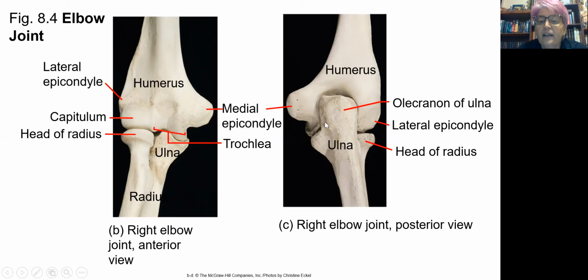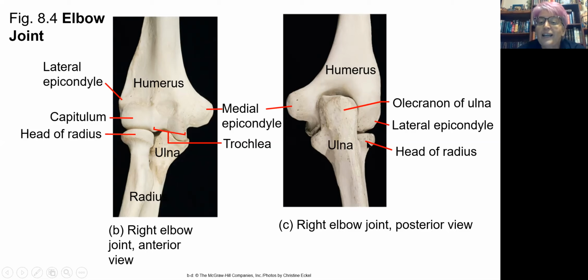On the back, see the olecranon of the ulna. That olecranon process fits into that olecranon fossa very nicely. And if you are double jointed, meaning that you can bend your arm past straight, it has to do with the formation of that joint. Either the shape of the olecranon or the fossa enables that to basically open past 180. That's what double jointed of your elbow means.